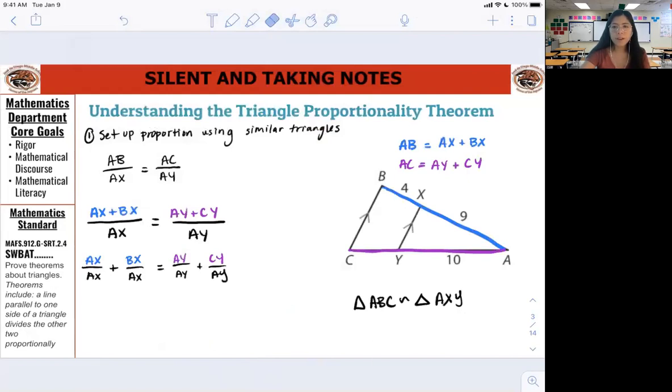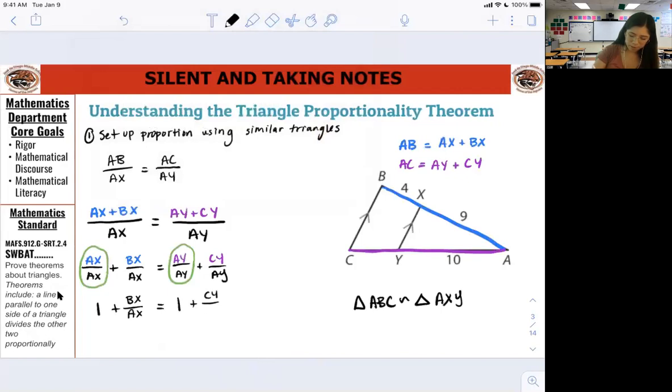Okay. Well, now look at what we've got. We have AX over AX and we have AY over AY. What happens when you have the same numerator and denominator? What does that simplify to? Good, Tyrone. To 1, yeah. So like 3 over 3, 4 over 4, whatever that is just going to equal 1. So I have 1 plus BX over AX equals 1 plus CY over AY.